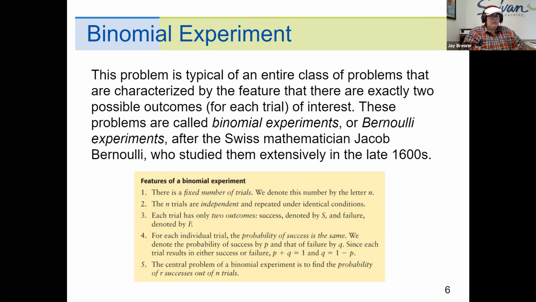Each trial has only two outcomes, success denoted by S and failure denoted by F. For each individual trial, the probability of success is the same. We denote the probability of success by P and that of failure by Q. Since each trial results in either a success or a failure, then P plus Q equals 1, and Q or P can be found by taking the opposite from 1. The central problem of the binomial experiment is to find the probability of R successes out of N trials.